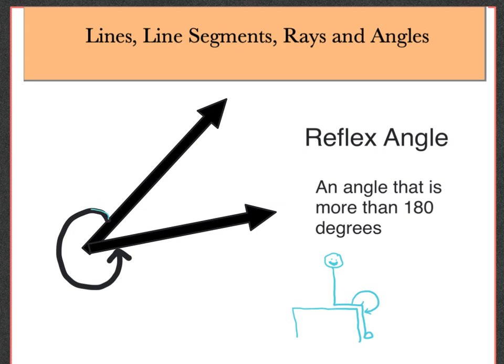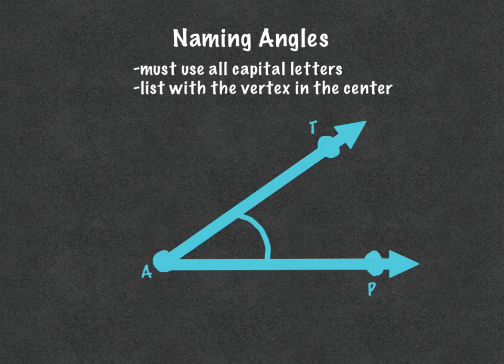And again, we've got this arc happening out here. So this is our reflex angle. If the arc was happening on the inside, it would be smaller. It would be an acute angle. But when it's happening on the outside, that one's going to be a reflex angle.